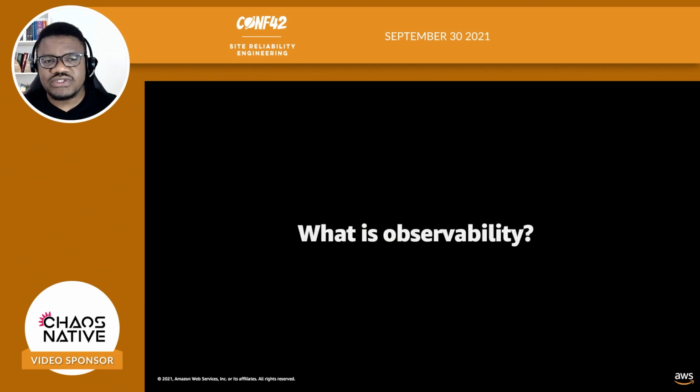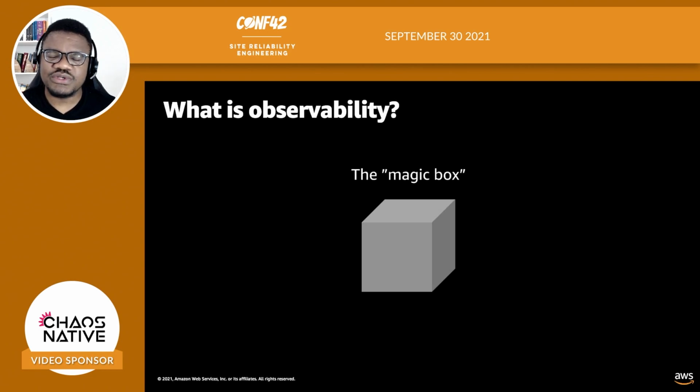So let's move on to really understand what is observability. For me to explain this, I like to use this analogy that has been used by my colleague Nathan Peck as well in AWS. So think about this magic box. You just joined a new company and on your first day of onboarding, you are told that you're going to be responsible for this big magic box.